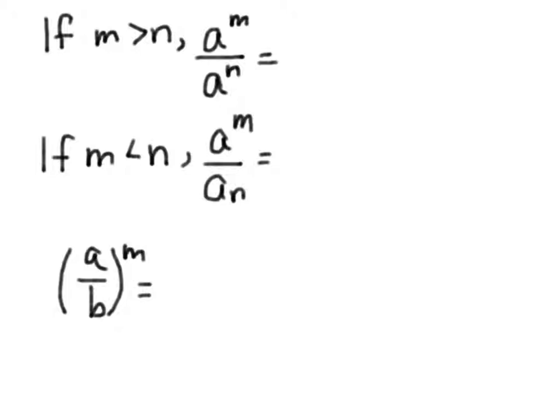So if you have the same base with two different exponents, if m right here is greater than n, so you're looking at the exponents, m and n. If m is greater than n, then we're going to subtract the exponents. We'll subtract m and n. Put the bigger one first because we don't want a negative. So you could have a to the m minus n.